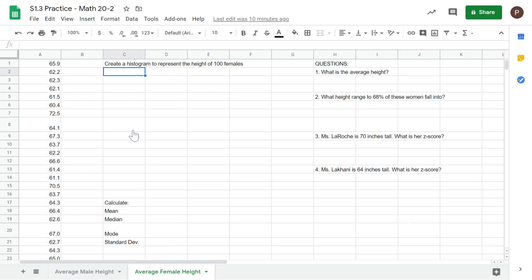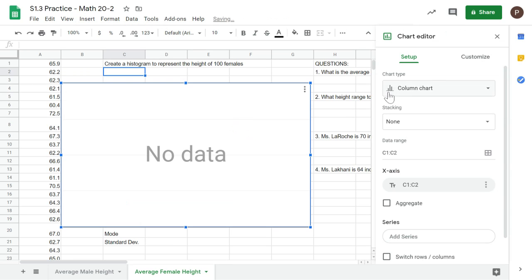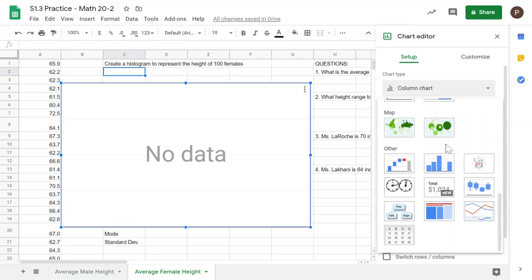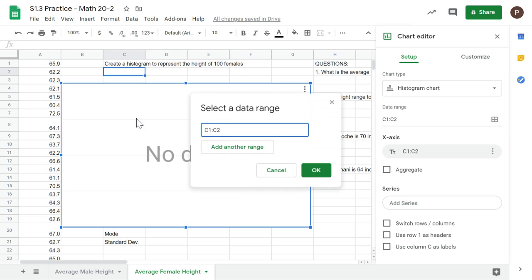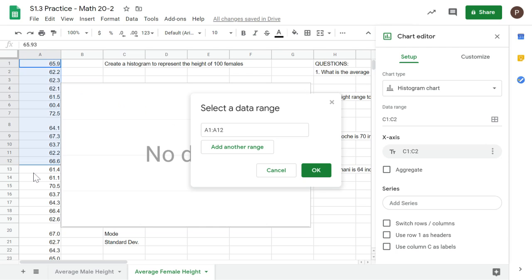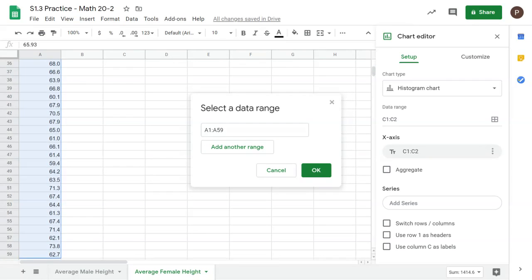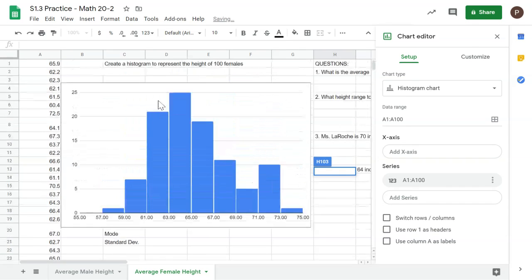So I'm going to insert my chart, change the type to histogram, or I can select the data first. Change the data that I want. I want A1 to A100. And I can select that over here. And we have our histogram.